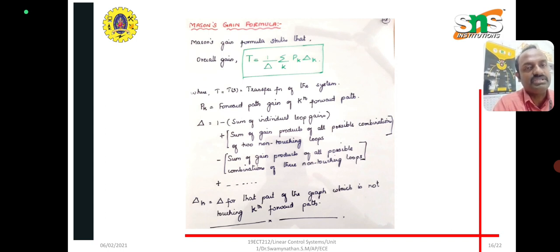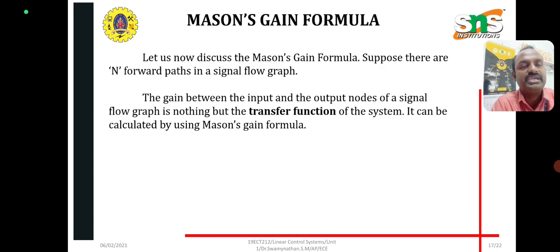Del k is the value of del for the k-th forward path. So T is equal to 1 by del, summation of Pk del k. That is Mason's gain formula, which gives the transfer function. Let us discuss Mason's gain formula with n forward paths.